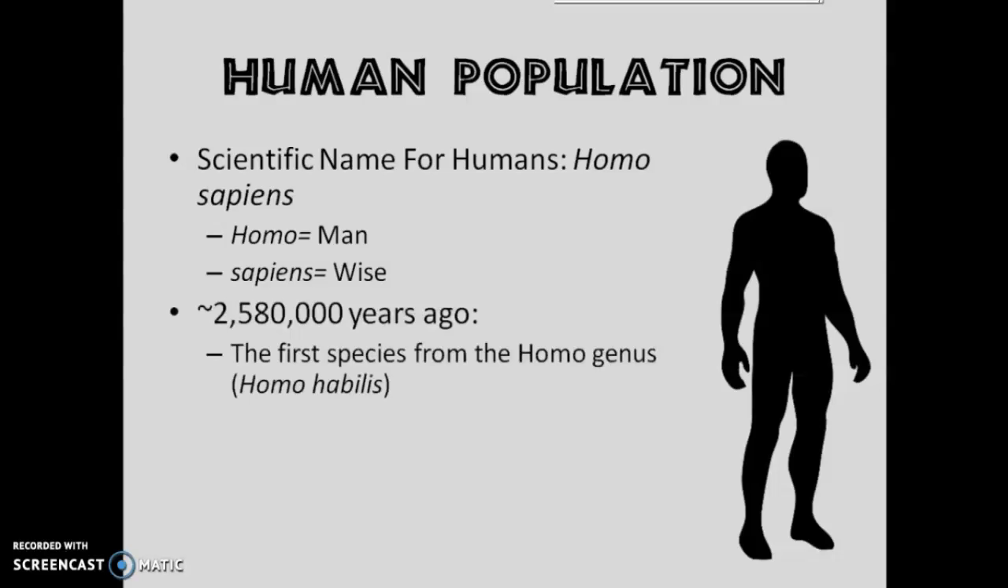Now, humans showed up about 2 million years ago, 2,580,000 to be more exact, and that's when we first see the first species of humans. However, it is not the Homo sapiens that we are today, it was the Homo habilis. Okay, so it was one of the first ones that we saw at this time.